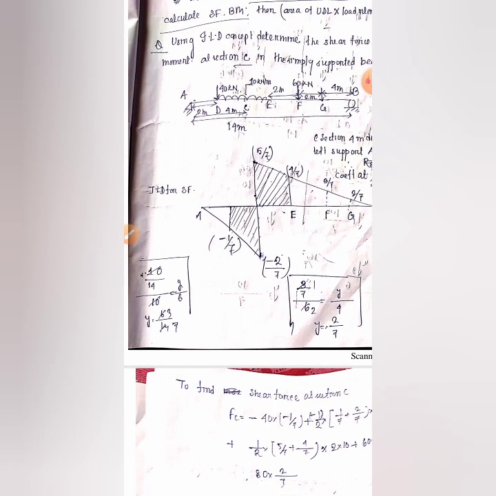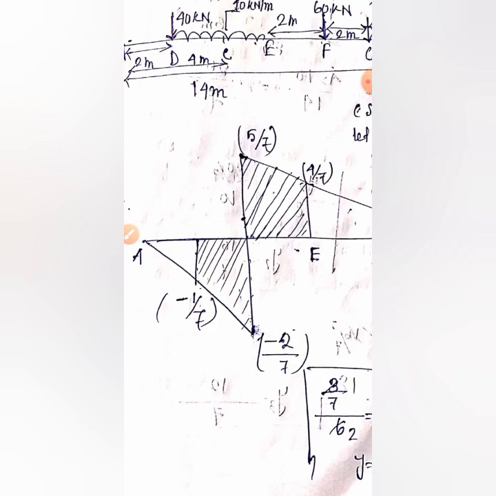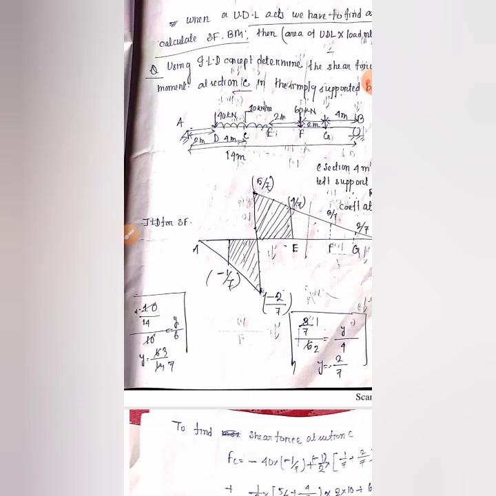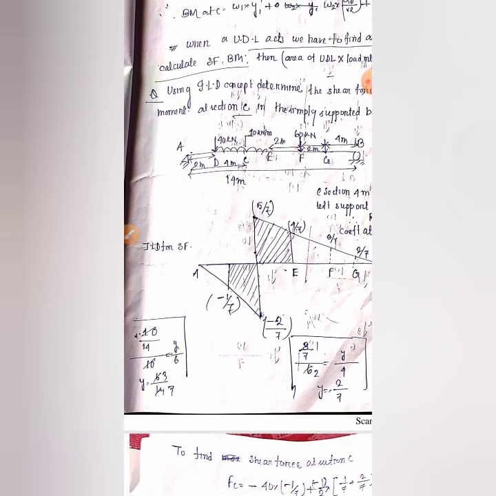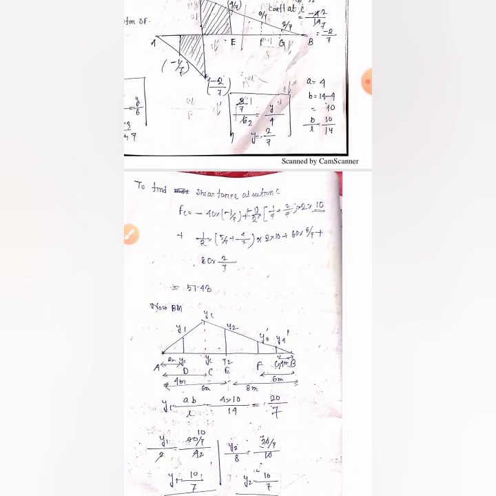But what is new, what is the uncommon thing in this question? The thing is that we have to find the area of the UDL, and then after finding the area of the UDL we have to multiply the area with the value of the intensity of the load, that is here 10 kilonewton per meter. We have to multiply with 10. In the solution we can see that Fc equal to minus 40 into minus 1 by 7.